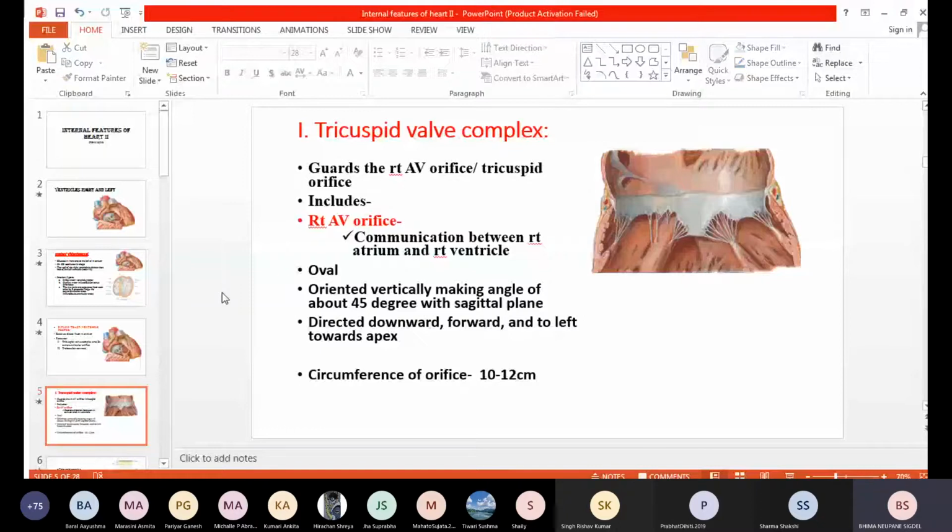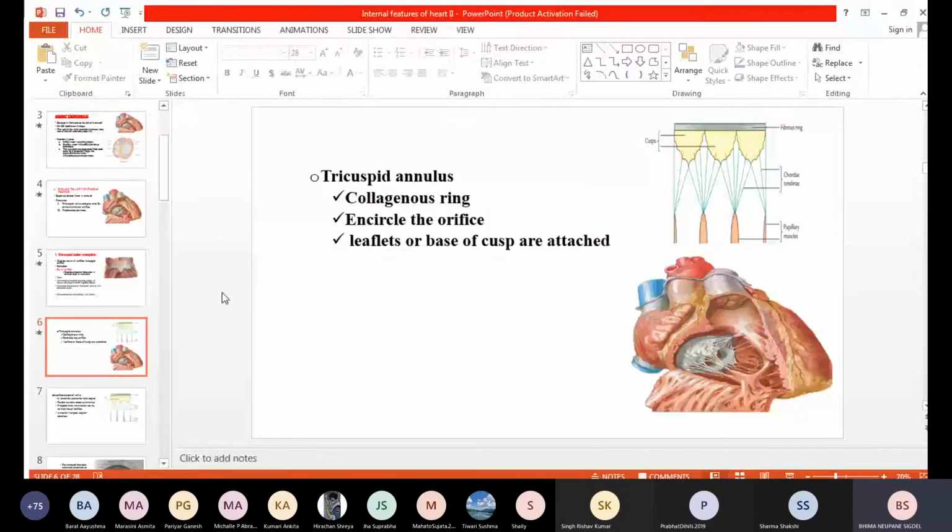So now after that, what are the complexes other than the orifice, that is the right atrioventricular orifice? One is the tricuspid valve complex. After that you will get the tricuspid annulus. Okay, these are very new terms to you, so you have to read more to know about these terms. The tricuspid valve complex comprises, first we have completed the right atrioventricular orifice or the tricuspid orifice. Now after that is the tricuspid annulus.